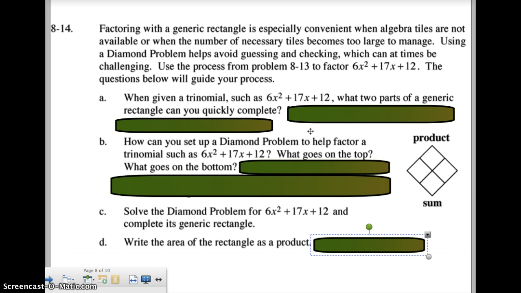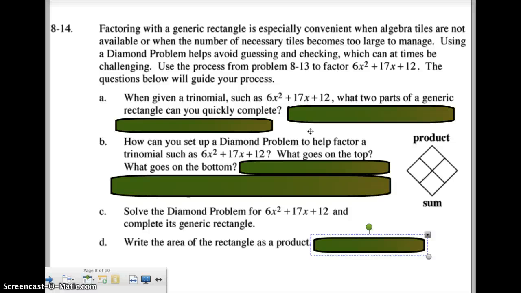Remember, the big pieces got to go in the bottom left-hand corner, and the small unit tiles have to go in the upper right-hand corner. So you have to figure out how many big pieces you have in the bottom left-hand corner and how many unit tiles you have in the upper right-hand corner to make your generic rectangle.